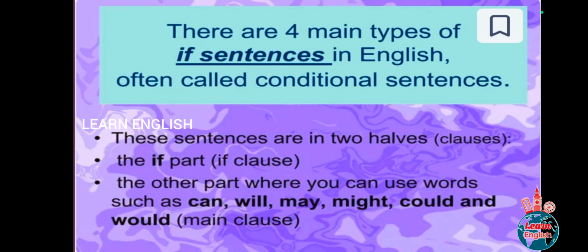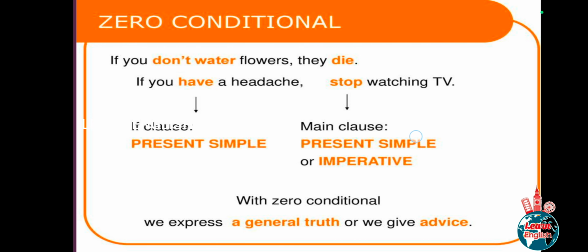There are four main types of if sentences in English, often called conditional sentences. These sentences are in two halves: the if part, and the other part where you can use words such as can, will, may, might, could and would. So the if part is called the if clause and the other part is called the main clause.